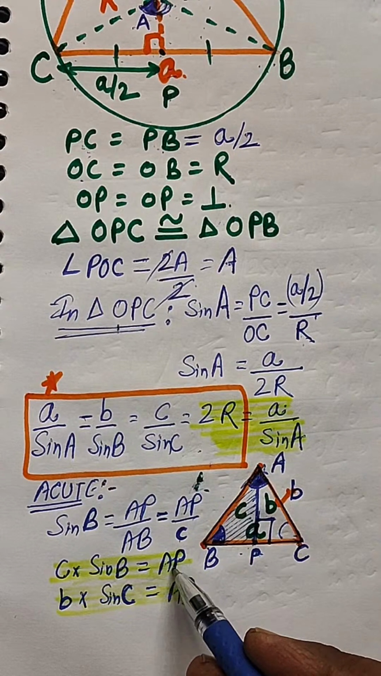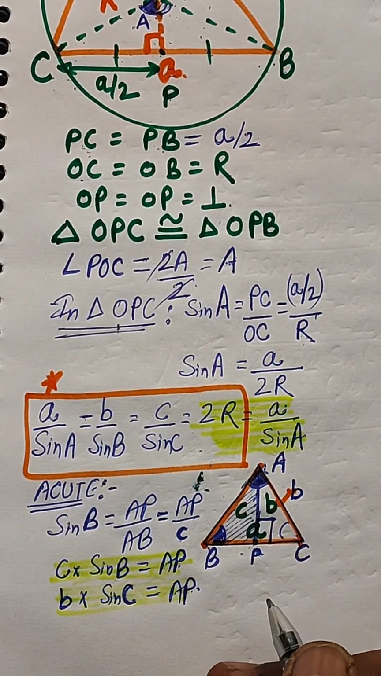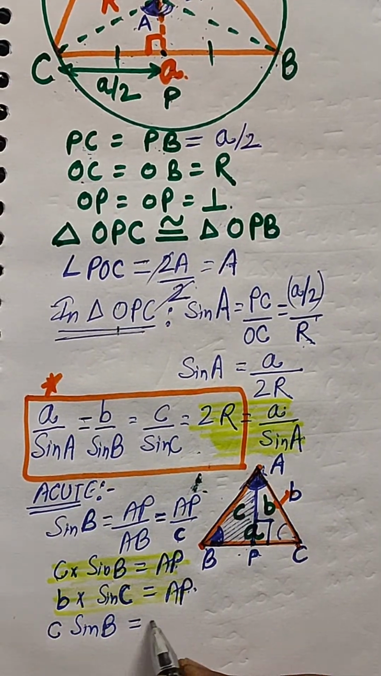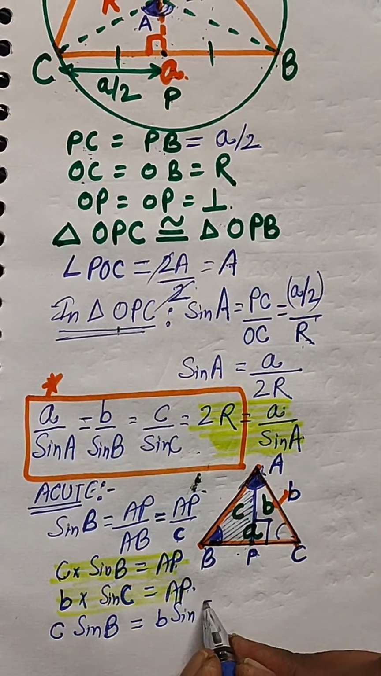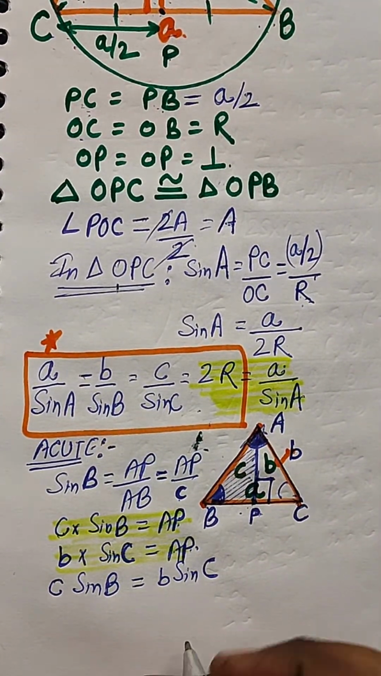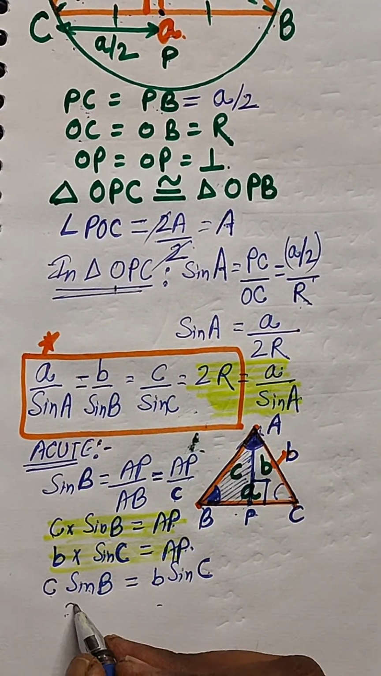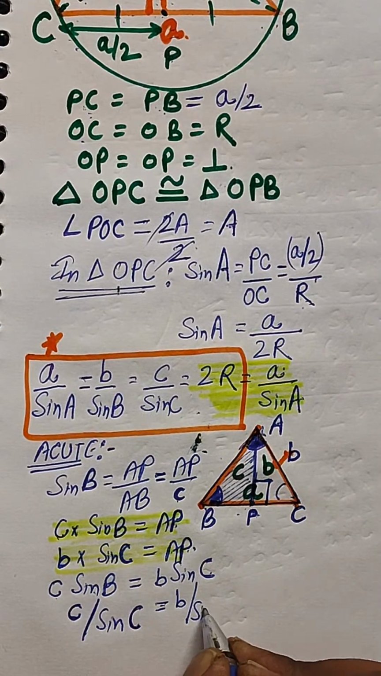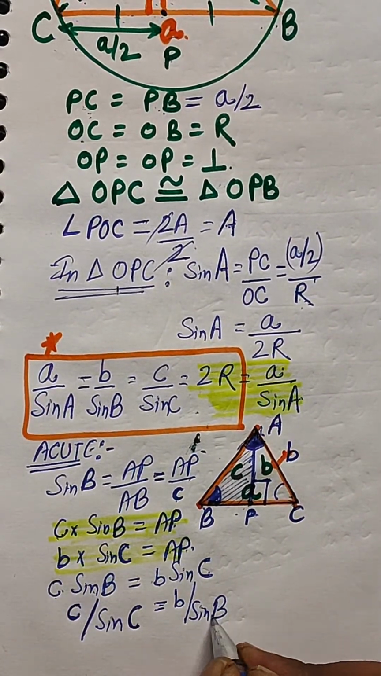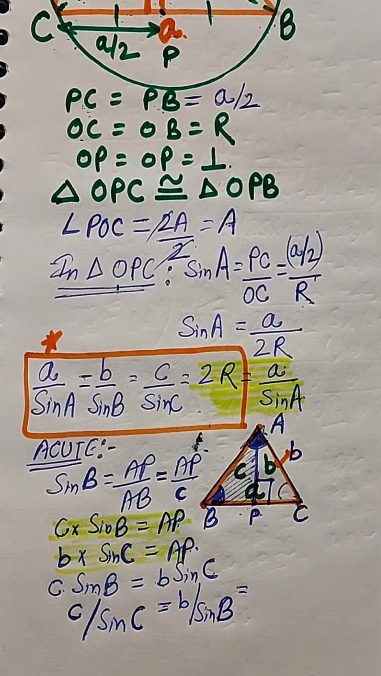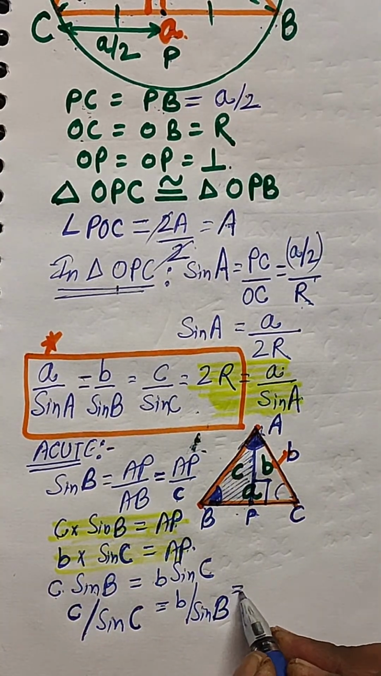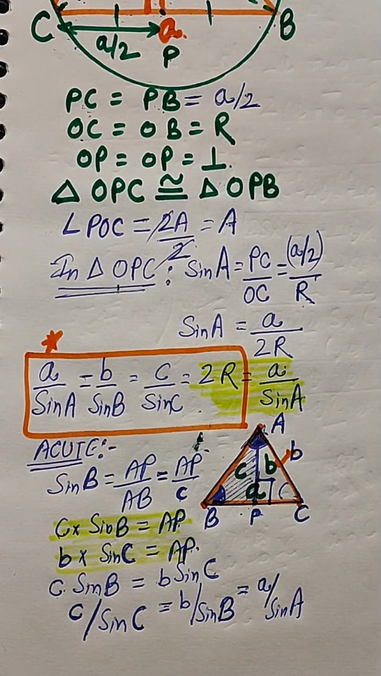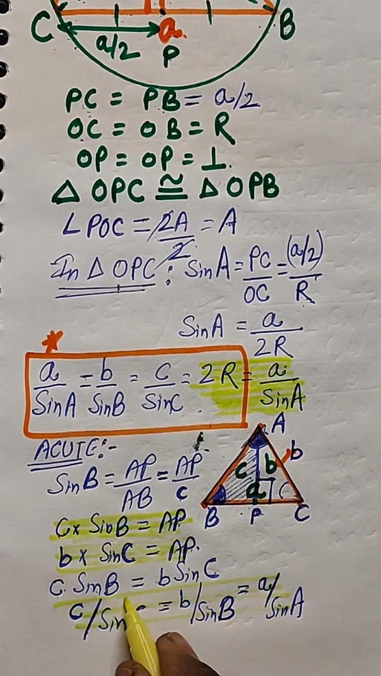So when you compare all this, we can write that c times sine B is equal to b times sine C. This will give you c by sine C equal to b by sine B. Similarly, we will draw the perpendicular from here and we can prove that this is equal to a by sine A. So in this way we prove that for an acute angle triangle, this sine rule is valid, right?